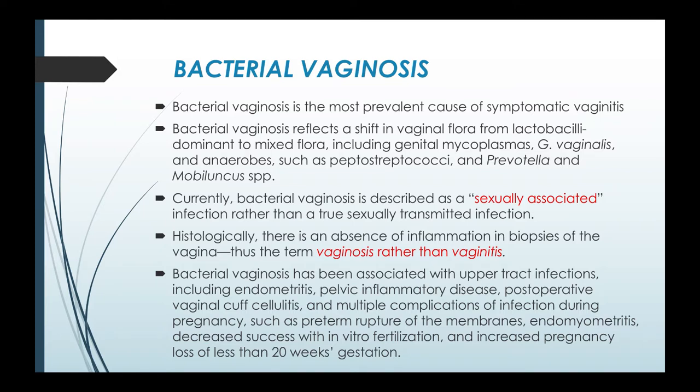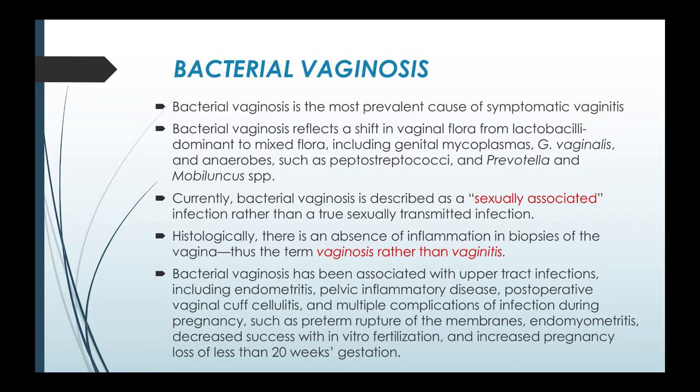Currently, bacterial vaginosis is described as a sexually associated infection rather than a true sexually transmitted infection. Histologically, there is an absence of inflammation in biopsies of the vagina, thus the term vaginosis instead of vaginitis.